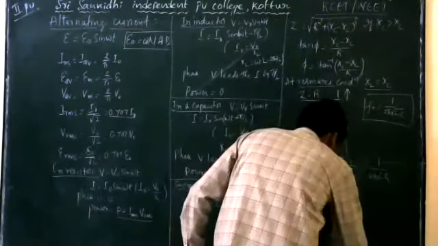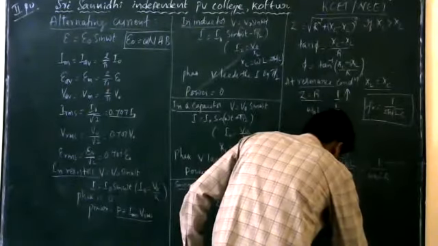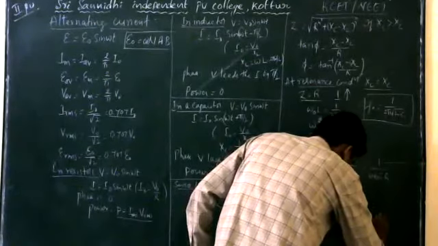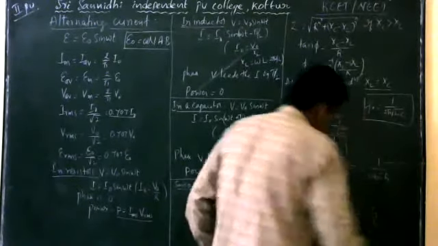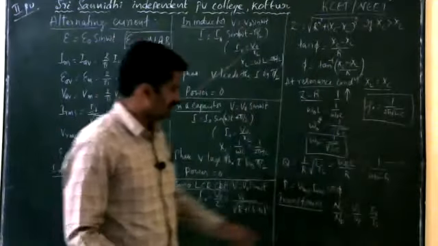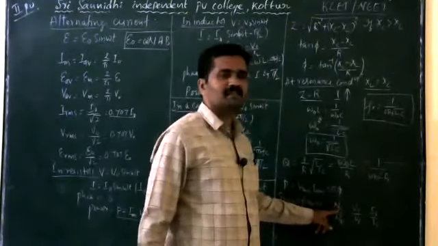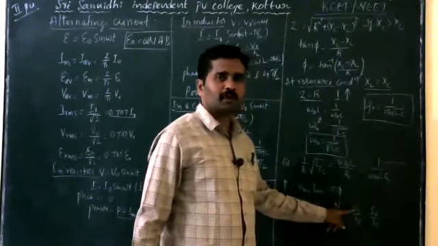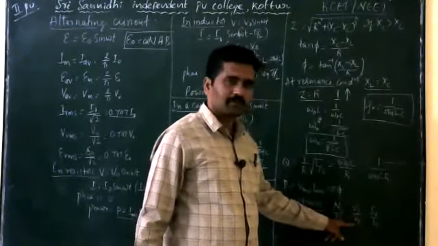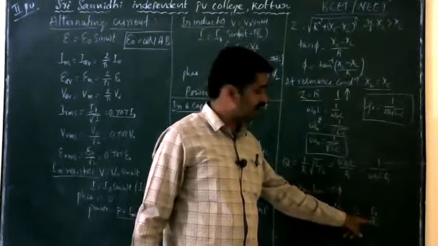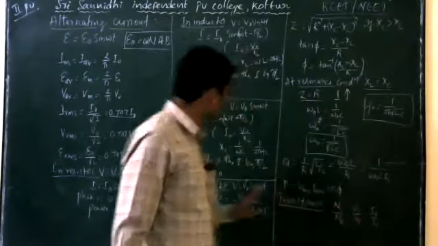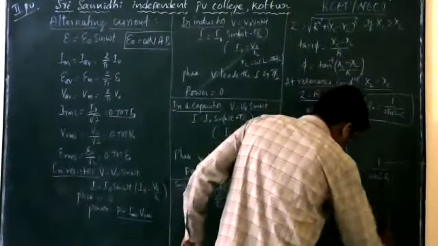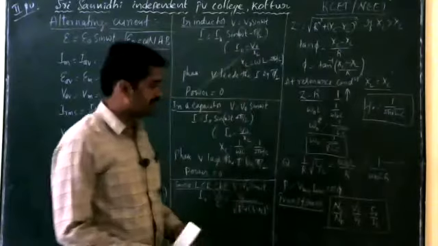For a transformer, Ns divided by Np equals Vs divided by Vp equals Ip divided by Is. This is the condition for the transformer. Ns is the number of turns in the secondary coil and Np the number of turns in the primary coil. Vs is the voltage developed across the secondary coil, Vp the voltage across the primary coil, and Ip and Is are the currents in the primary and secondary coils.